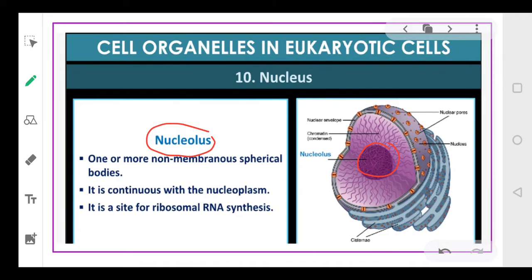So in some cases you will observe that there is more than one nucleolus. If a nucleus contains more than one nucleolus, then in that case the rate of synthesis of proteins will be higher. If a nucleus contains only one nucleolus, then the rate of synthesis of protein will be less in comparison to the nucleus which contains more than one nucleolus.